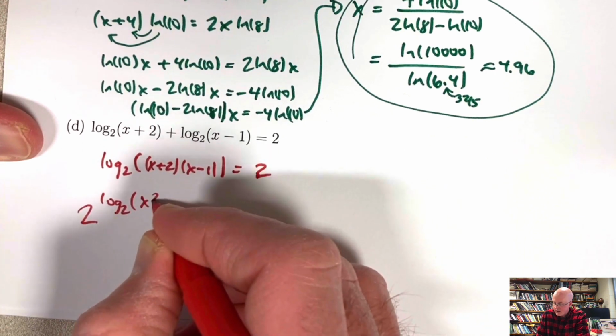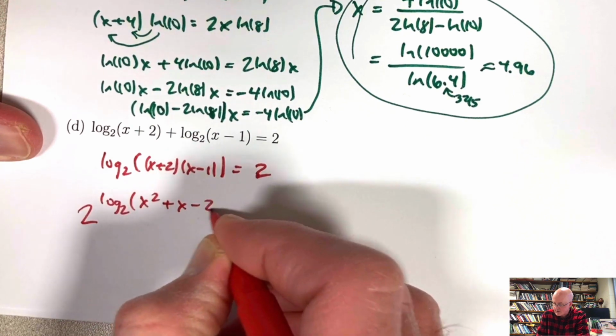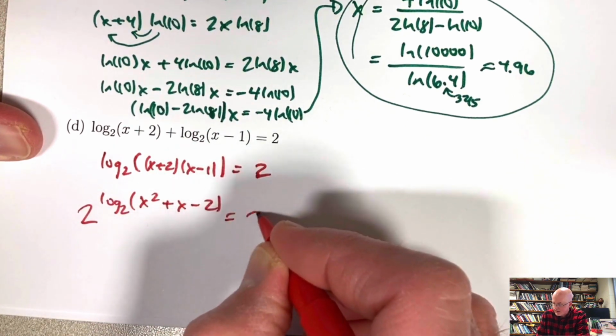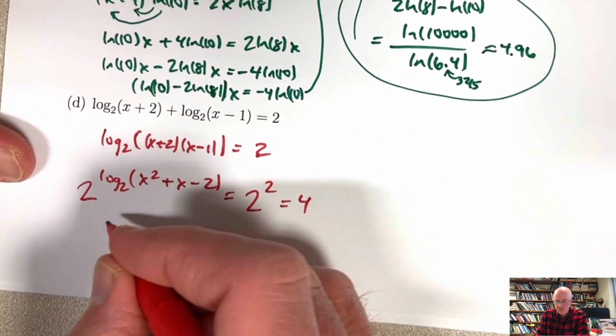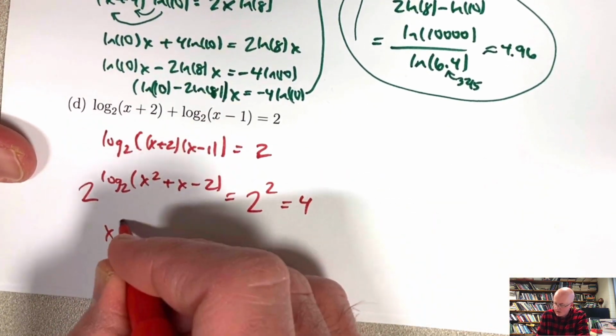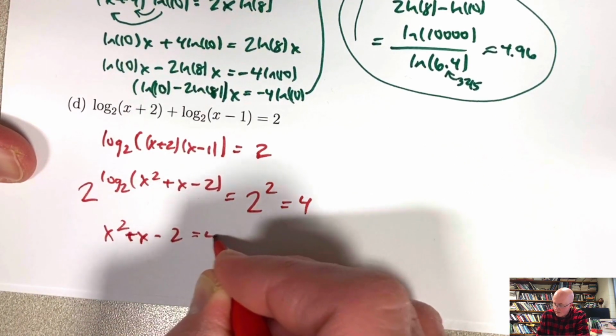I get an x squared minus x plus 2x is plus x. 2 times minus 1 is minus 2. Don't forget about doing it to the right side too. I get 2 squared, which is 4. These two functions cancel each other out. I get x squared plus x minus 2 equaling 4.